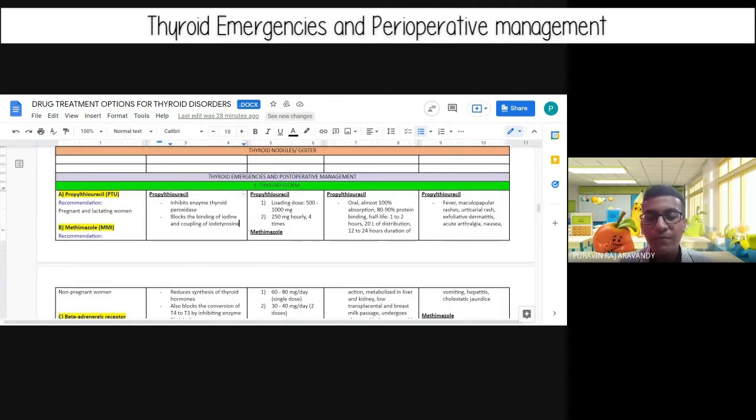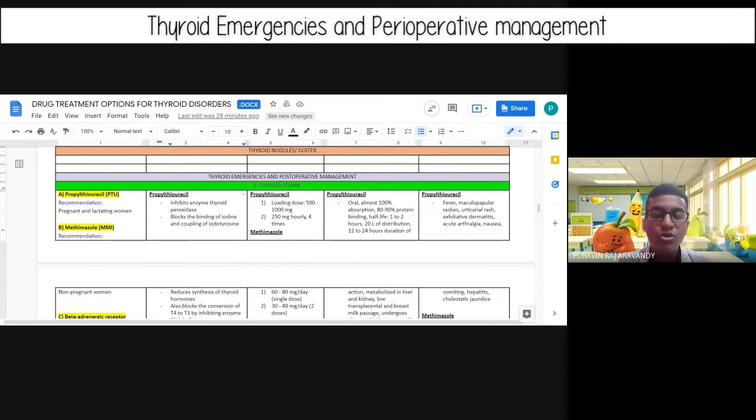And what about the dosage regimen of propylthiouracil? First, it needs a loading dose, and then as a booster dose, we give a recurring dose after the loading dose has been administered. For the loading dose, an amount of 500 to 1000 milligram should be administered to the patient, and later 250 milligram of propylthiouracil needs to be administered every hour for 4 times.